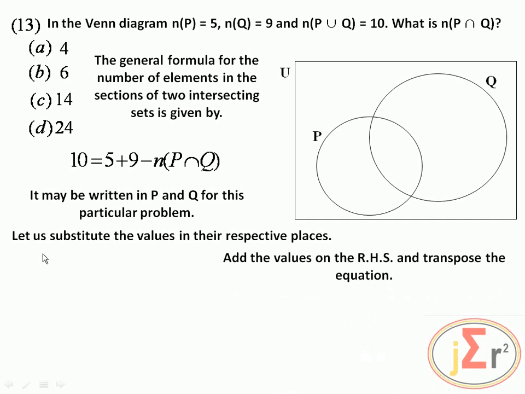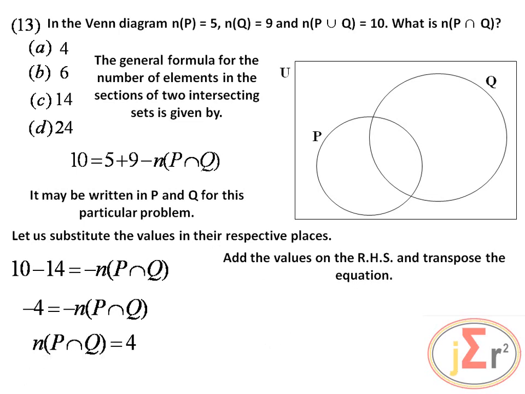So we will have 10 minus 14 is equal to negative of the number of elements in P intersection Q. 10 minus 14 is negative 4. Negative 4 is equal to negative n(P intersection Q). So n(P intersection Q) is equal to 4. The number of elements in the intersection is 4. The correct answer is option A.